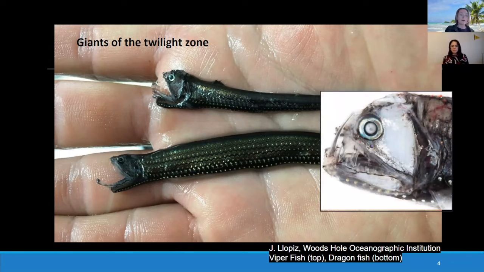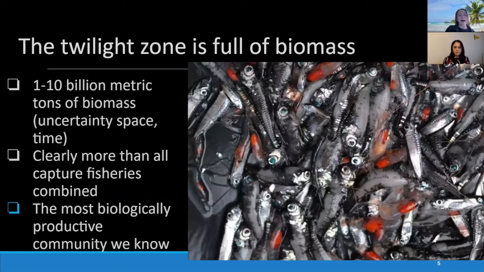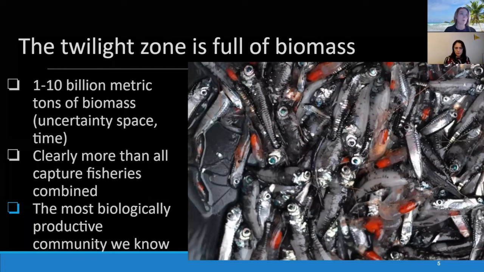There's also a lot of biomass in the ocean's twilight zone, and this is one of the things that makes it a really important ecosystem for stabilizing our climate and also for providing food resources for the marine food web.